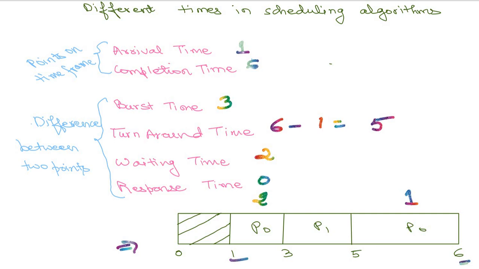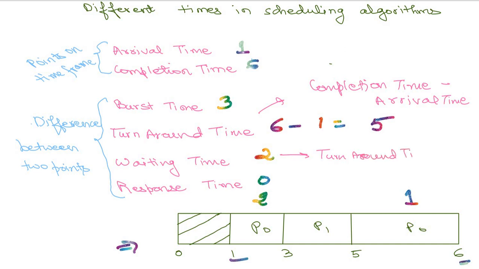Now we can discuss the formulas for some of them. For turnaround time, it would be completion time minus the arrival time. For waiting time, the formula would be the turnaround time minus the burst time. So that's it about the different times in scheduling algorithms.